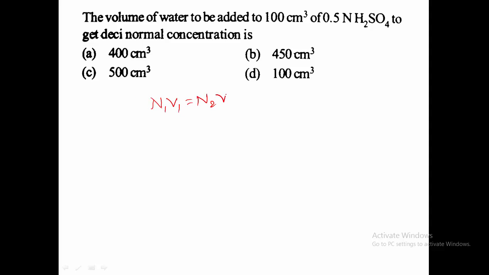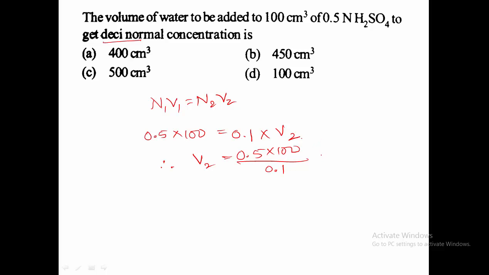N1V1 is equal to N2V2. So here N1V1 is the normality and volume of H2SO4. So normality of H2SO4 is 0.5 into volume is 100 is equal to decinormal ಅಂತ ಹೇಳಿದ್ರೆ ಎಷ್ಟು ಕಾನ್ಸಂಟ್ರೇಷನ್? 0.1 ಅಂತ ಹೇಳ್ತೀವಿ. ಇಂಟು ಎಷ್ಟು ವಾಲ್ಯೂಮ್ ವಾಟರ್ ಆ್ಯಡ್ ಮಾಡ್ಬೇಕ್ರಿ? ದ್ಯಾಟ್ ಯು ನೀಡ್ ಟು ಕ್ಯಾಲ್ಕುಲೇಟ್. ಸೊ ದೇರ್ ಫೋರ್ ವಾಟ್ ವಿ ವಿಲ್ ಗೆಟ್ ಹಿಯರ್? V2 is equal to 0.5 into 100 divided by 0.1. That will give the answer as 500.